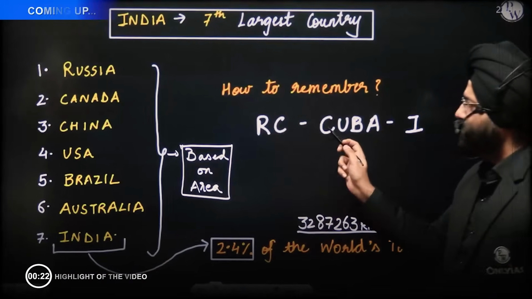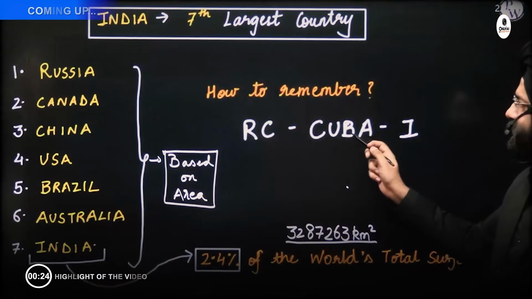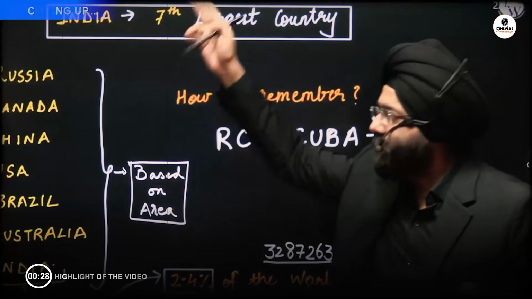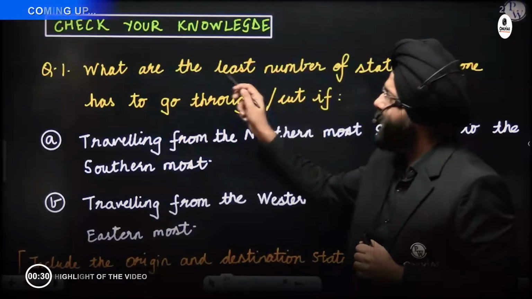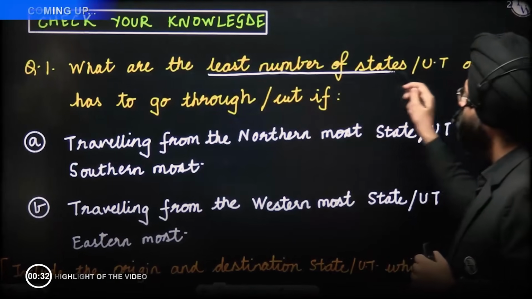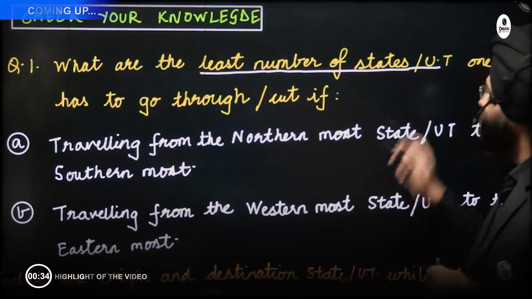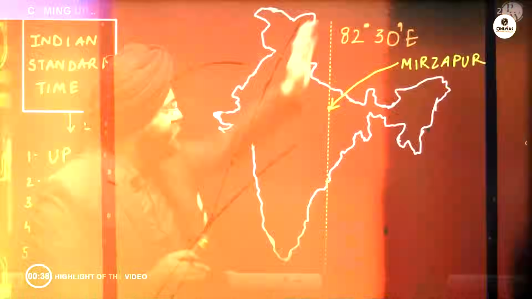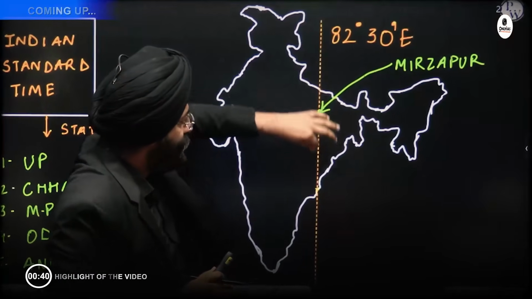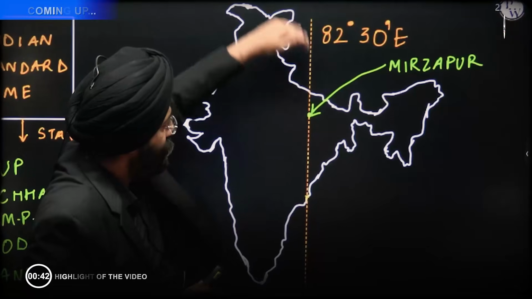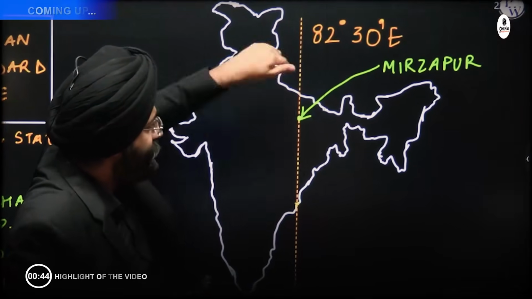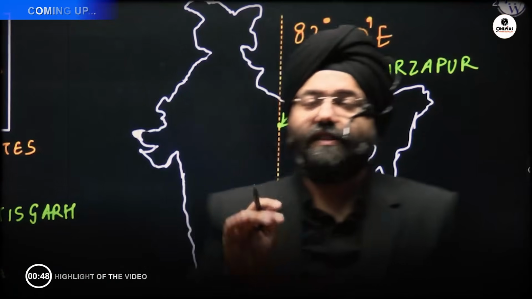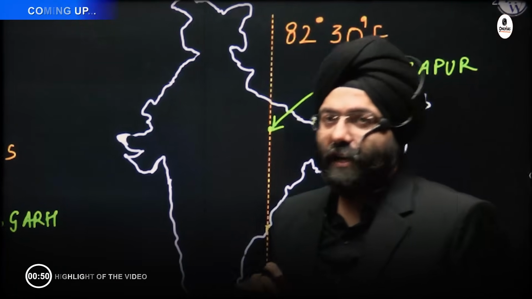Canada, China, USA, Brazil, Australia, India. So this is a way you can basically remember this particular order. What are the least number of states or union territories one has to go through or cut if a particular longitude is crossing India? To which all states does it basically cut? This can be asked because this is again present in your NCERT, so you should know them.